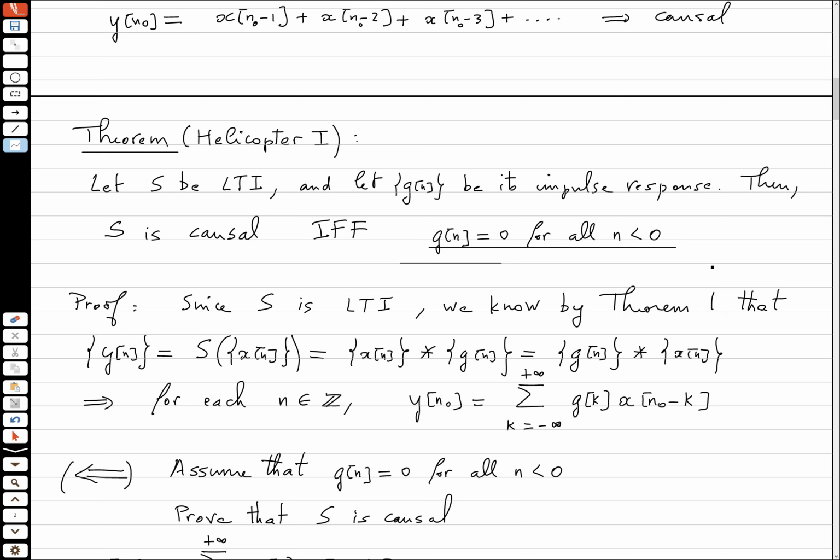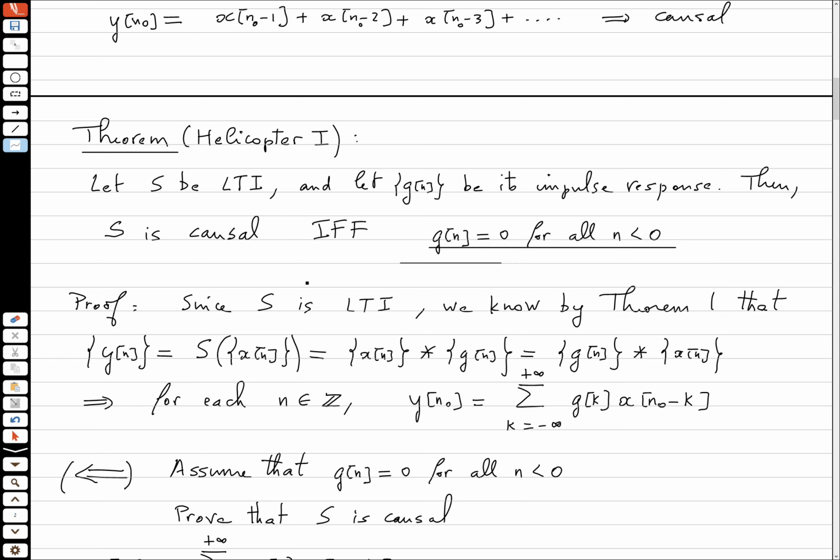The theorem says it. Wait, I think you said not all LTIs are causal. What? You said not all LTIs are causal. But what I'm saying is that you have a criterion to know in one shot if it's causal or not, because there's the IFF.